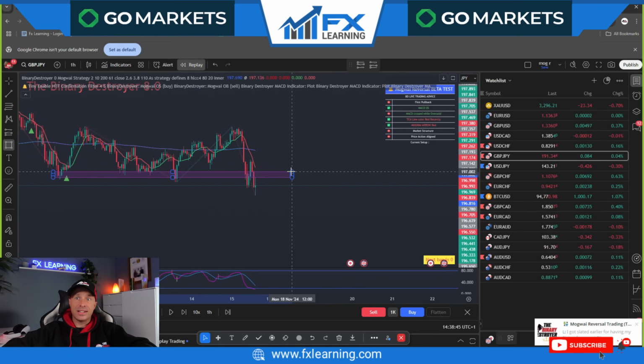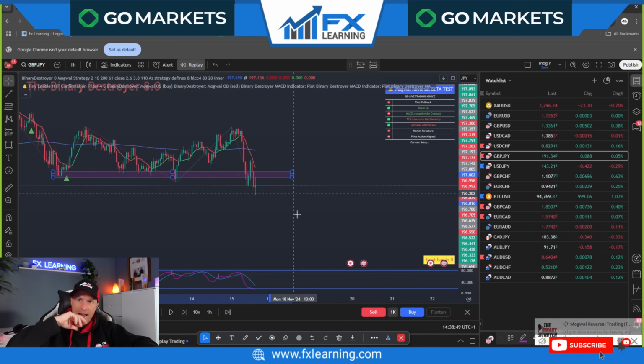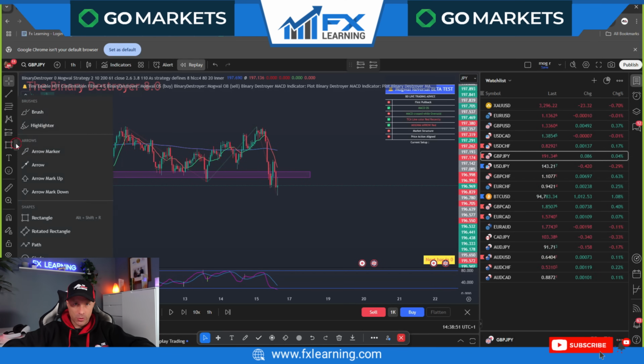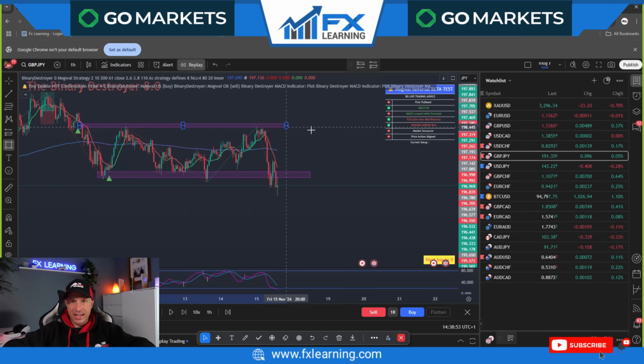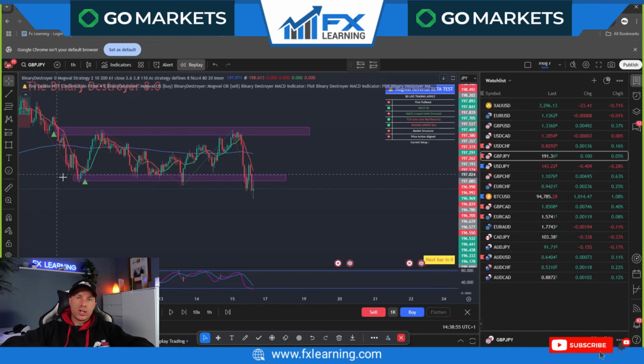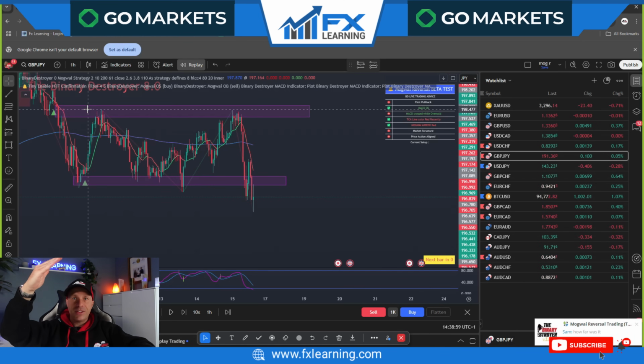As you can see here, you're going to learn the difference between a range, counter trend, and trend. This is just a range. That's all it is. It's going up and down above the EMA. You can see that, can't you? It's above the EMA, below the EMA, above the EMA, below the EMA.